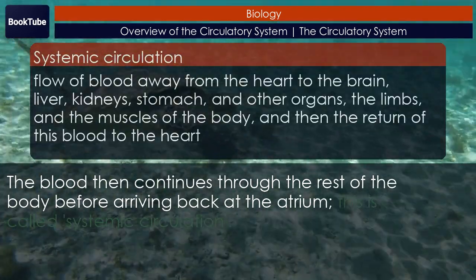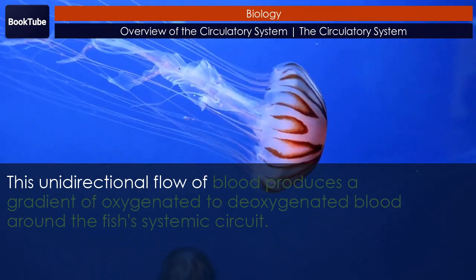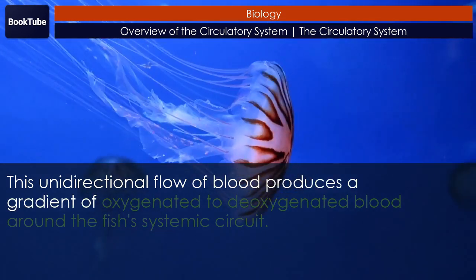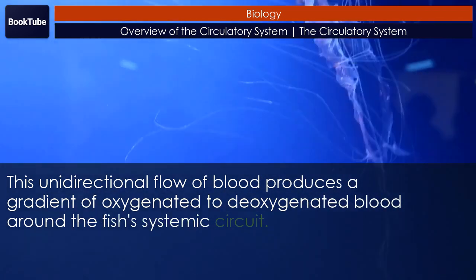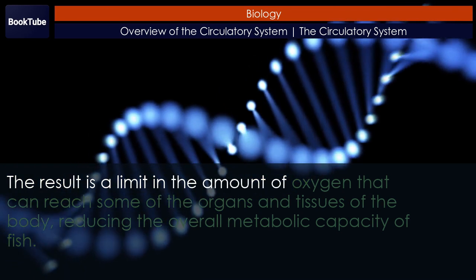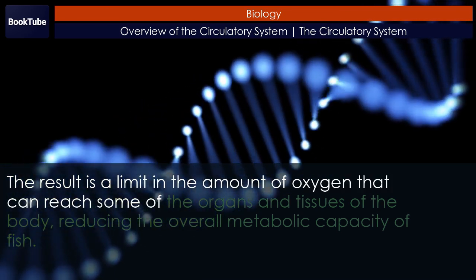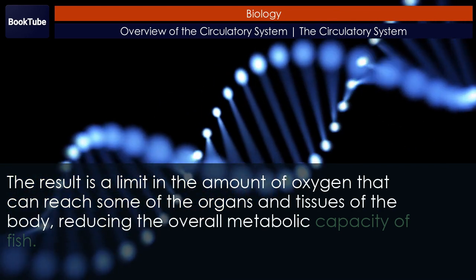This is called systemic circulation. This unidirectional flow of blood produces a gradient of oxygenated to deoxygenated blood around the fish's systemic circuit. The result is a limit in the amount of oxygen that can reach some of the organs and tissues of the body, reducing the overall metabolic capacity of fish.